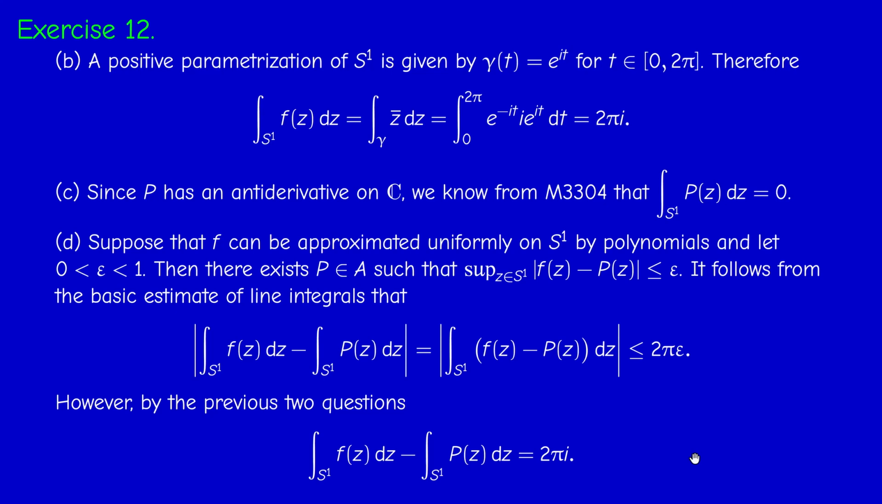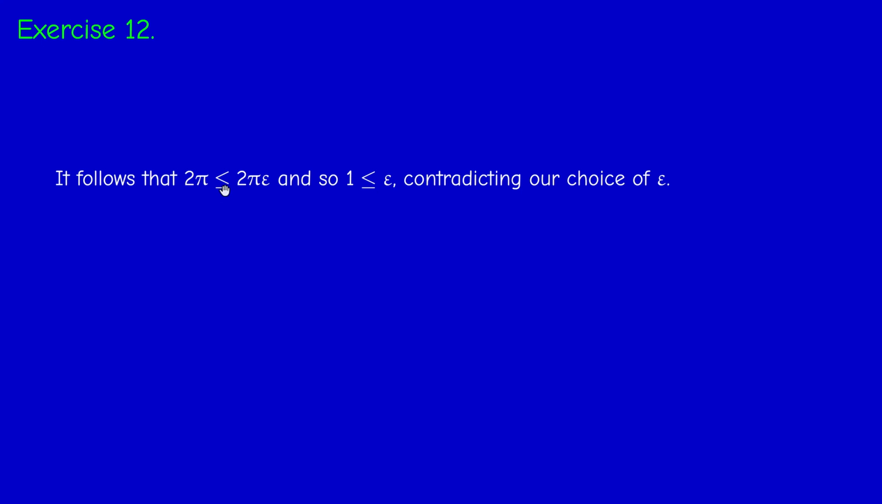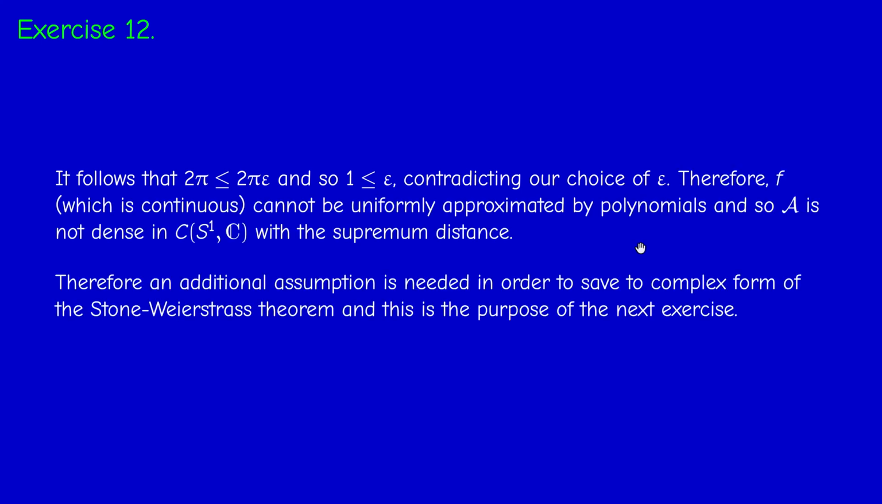the modulus of 2 pi i is less or equal than 2 pi epsilon. So we get 2 pi less or equal than 2 pi epsilon. Simplifying by 2 pi, we get epsilon bigger or equal than 1. But this contradicts our choice of epsilon. So our approximation property does not hold in this case. So A is not dense in the space of continuous functions from the unit circle to C.